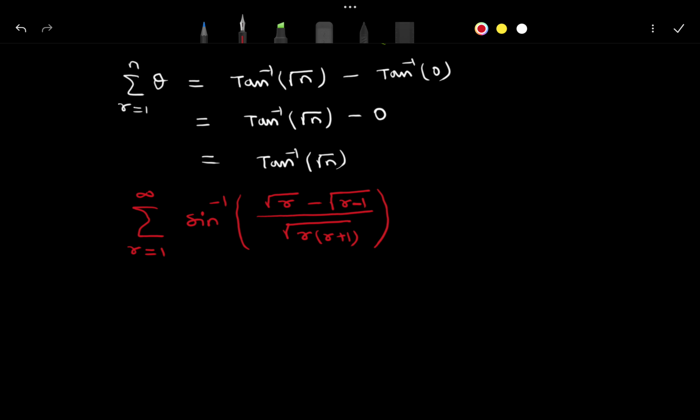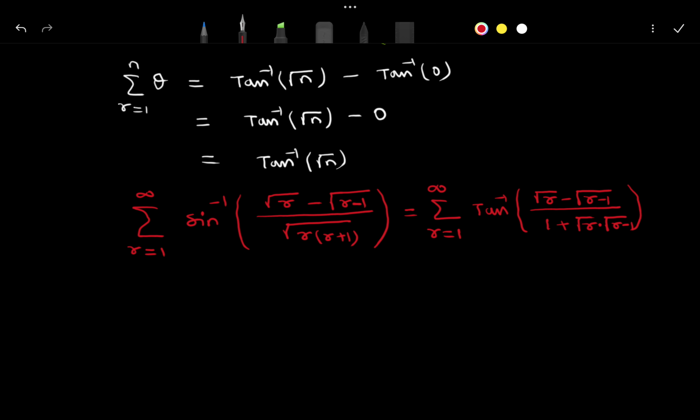Okay, so this one. Now, just now I explained how to convert that sine inverse in terms of tan. So this one can also be asked in another form: the sum from r equals 1 to infinity of tan inverse of root r minus root of r minus 1, whole divided by 1 plus root of r into root of r minus 1. So this one is another form. How will you find this value?